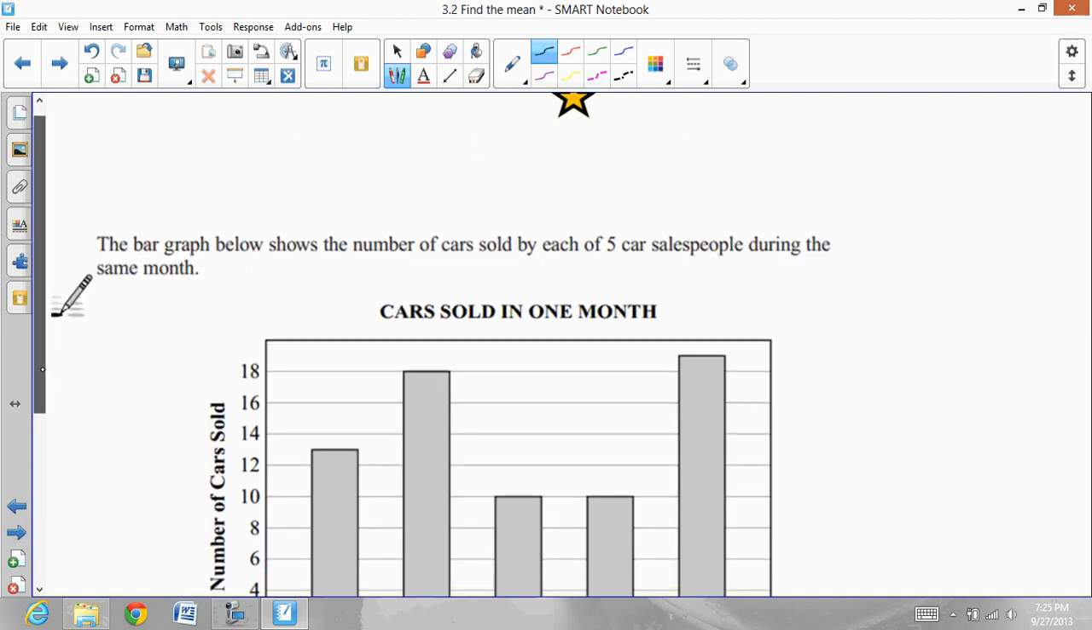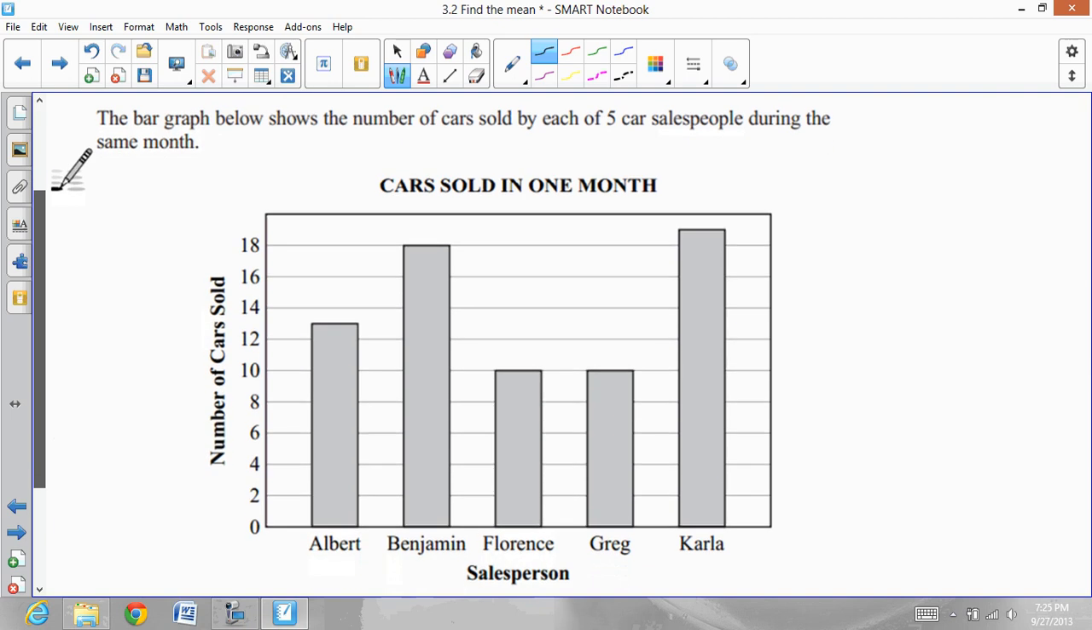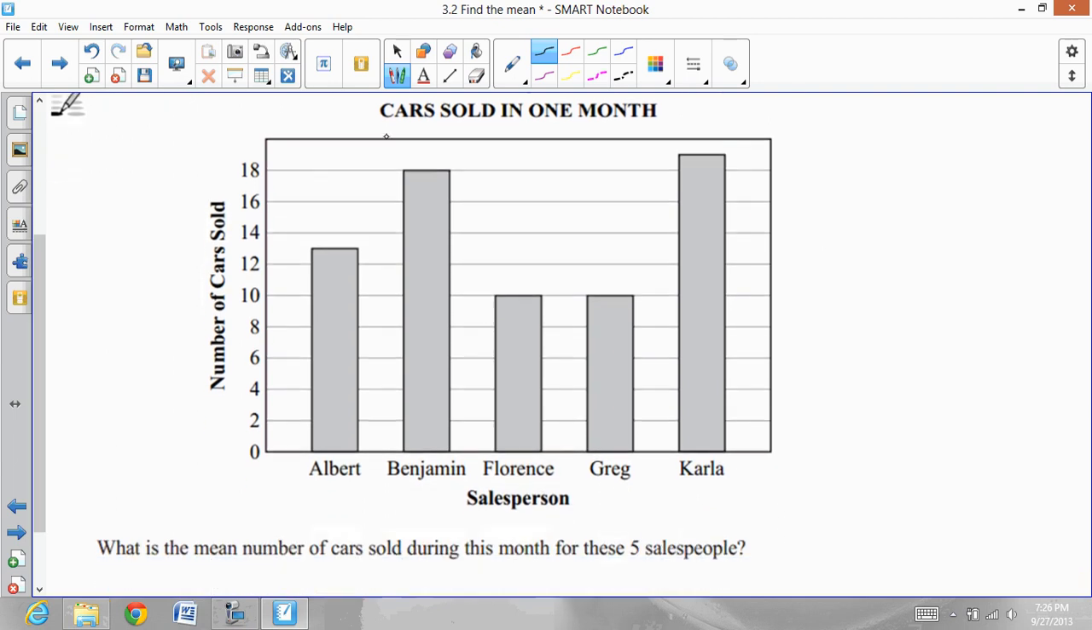Let's focus on this question. This is a bar graph which shows the number of cars sold by each of the 5 car salespeople during the same month. The title says the cars sold in 1 month, and you are looking at the salesperson's names, Albert, Benjamin, Florence, Greg, and Carla.